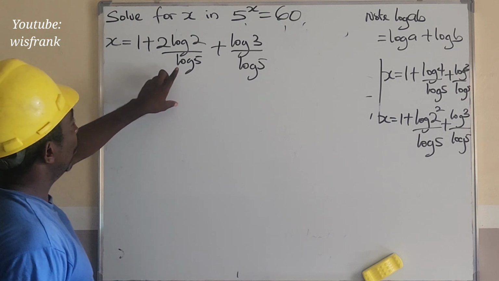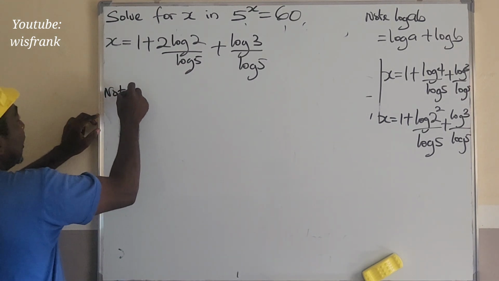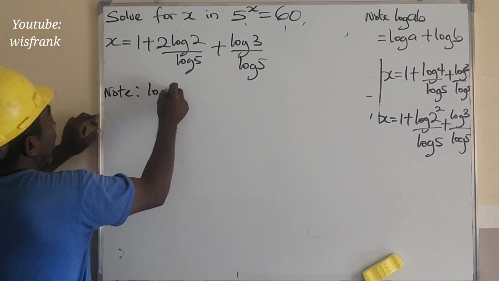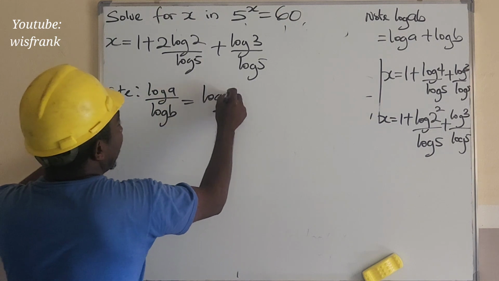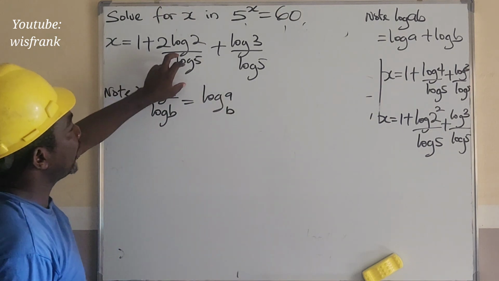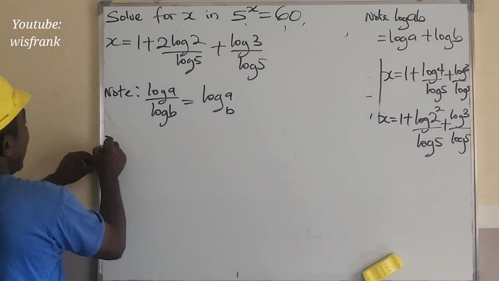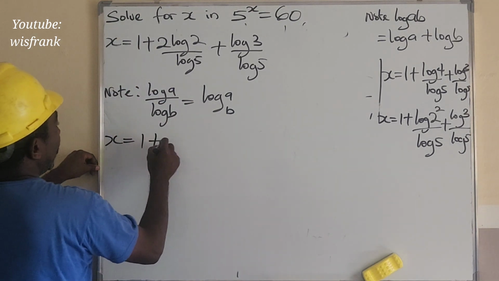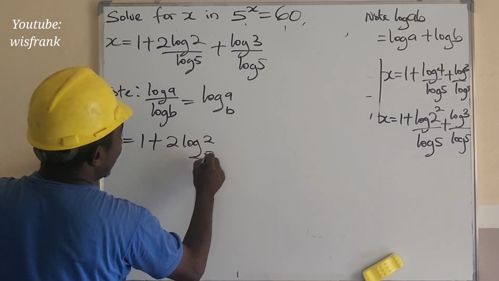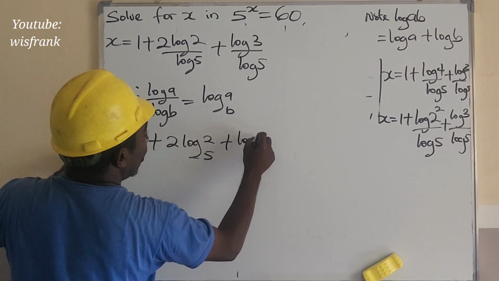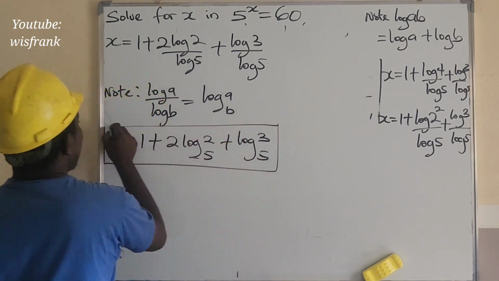So in this case, we can see that we have this. Also recall that log A all over log B is the same thing as log A base B. Expressing each of these in this form, this will become x equals 1 plus 2 log 2 base 5 plus log 3 base 5. So this is the value of x that we have.